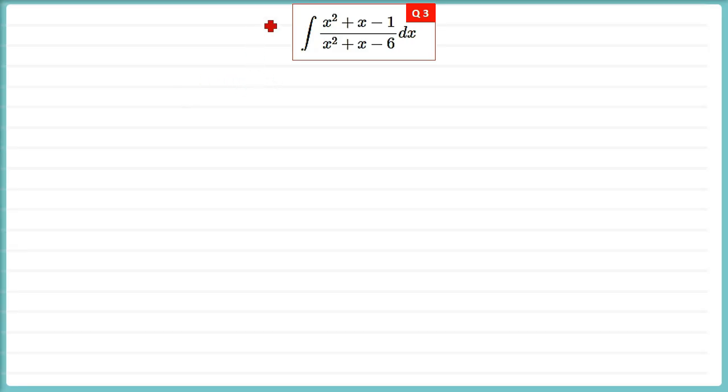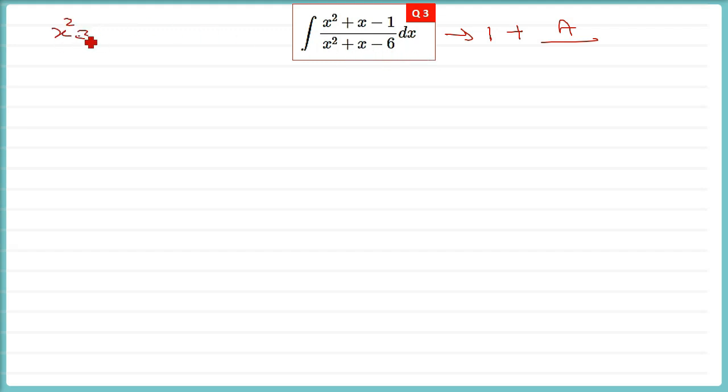Now in this question, we have x square plus x minus 1 divided by x square plus x minus 6. Now the order is same. So we'll write it something like this. 1 plus a divided by factor 1, b divided by factor 2. Because we know that x square plus x minus 6 can be easily divided into two factors.